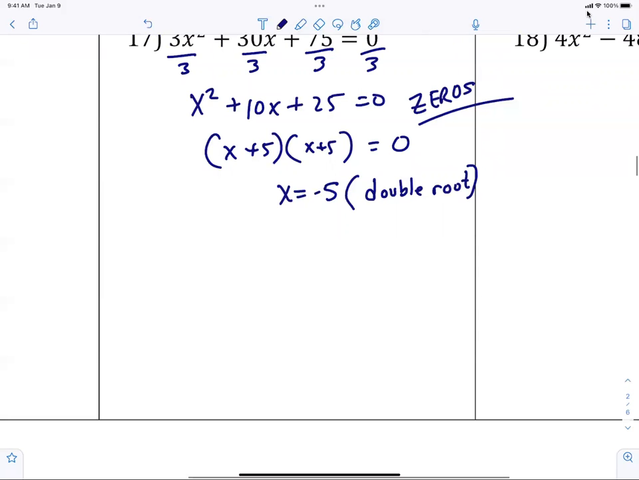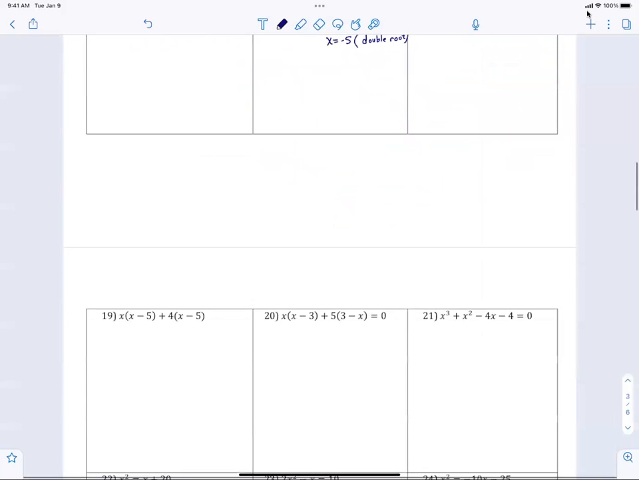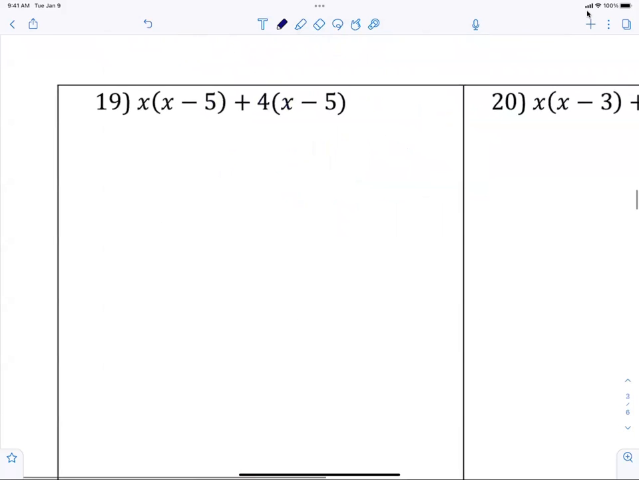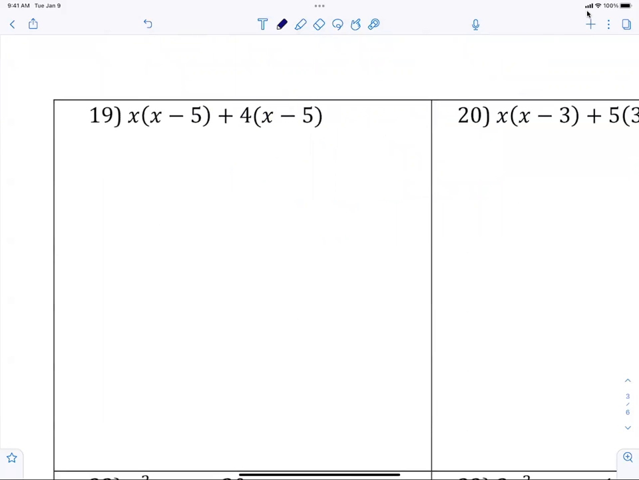Thank you very much. All right, here we go. Let's have some more fun. Now everybody look at number 19 real quick. I need everybody to put equals 0 there. All right, that's my typo for the day.